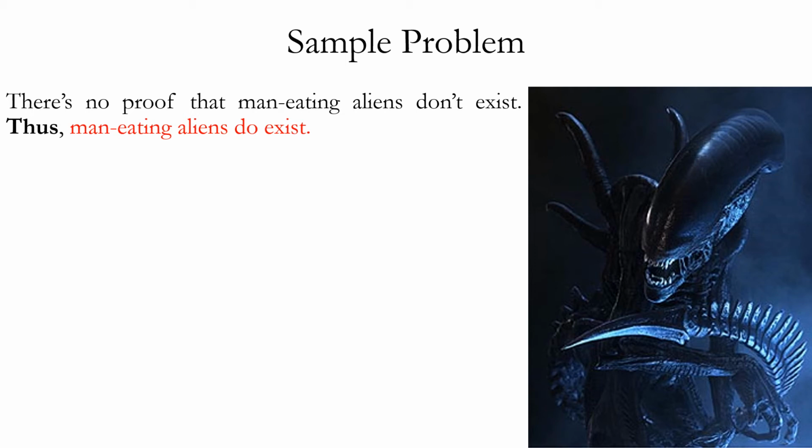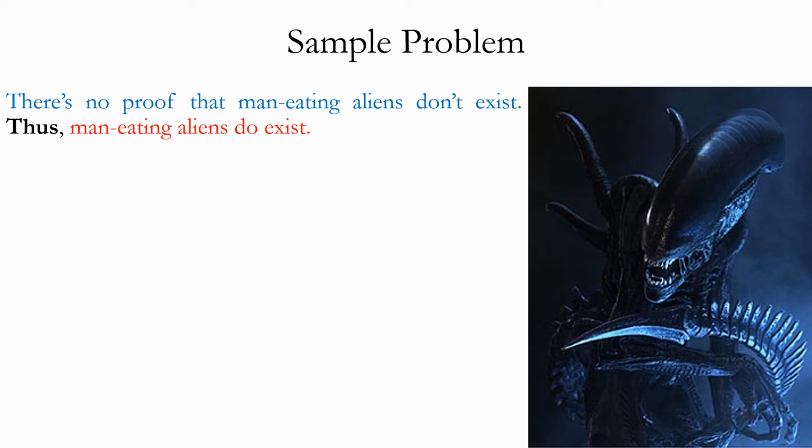So what about premises? The first sentence of the argument is indeed a premise. There's no proof that man-eating aliens don't exist. Now every argument has to have at least one premise. So if you just had the statement "man-eating aliens do exist," it would not be an argument. There has to be at least some assumption that's supposed to be evidence to prove it.